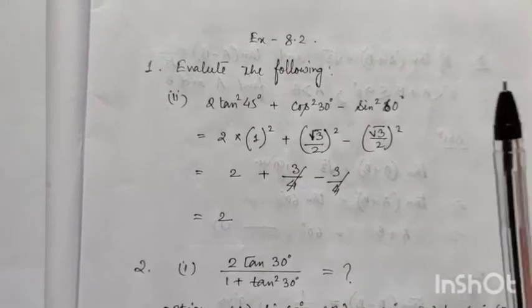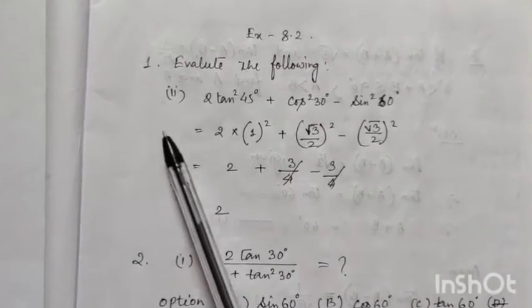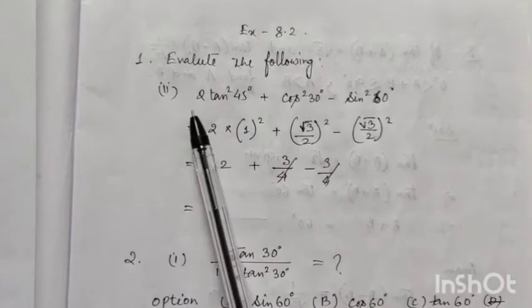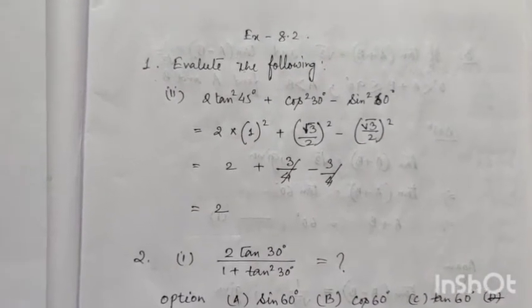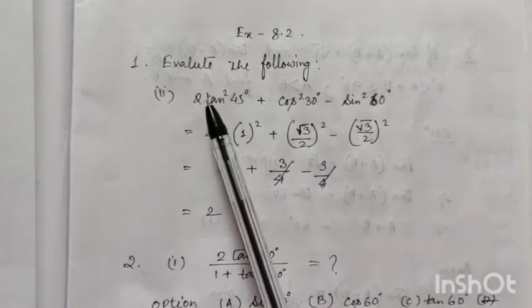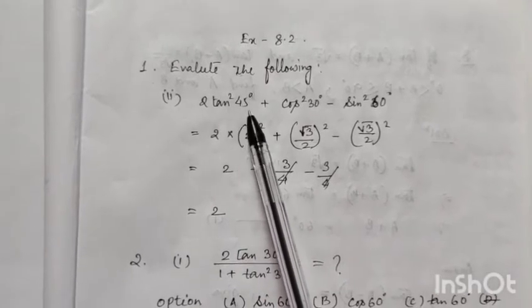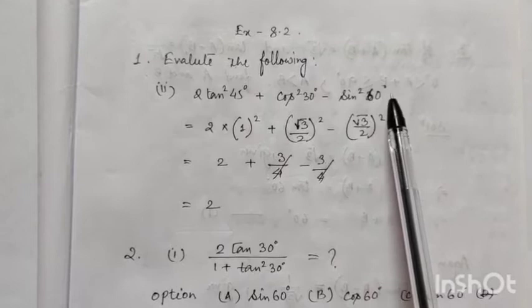Now today we'll start some of the questions from exercise 8.2. So first question, evaluate the following. This is a given statement and you have to evaluate it. Evaluate means you have to find the answer for this. That is 2 tan square 45 degree plus cos square 30 degree minus sin square 60 degree.